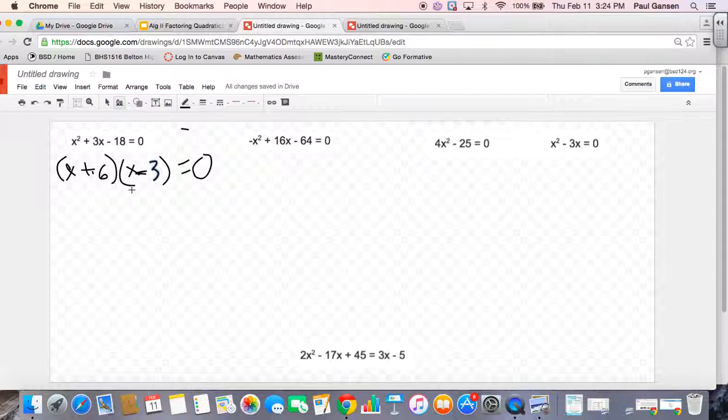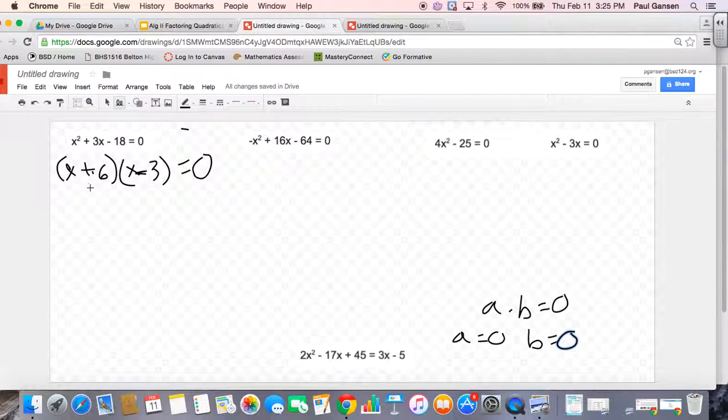Now, what we're looking for is what x values make this true. What x values can I plug in and make this equal 0? Well, we're going to use that zero product property. Before I go on, let me give a brief description of what that looks like. It means that if I have two things multiplied together, A times B equals 0, I'm going to look at what happens when A equals 0, and I'm going to look at what happens when B equals 0. This is how I'm going to split this up.